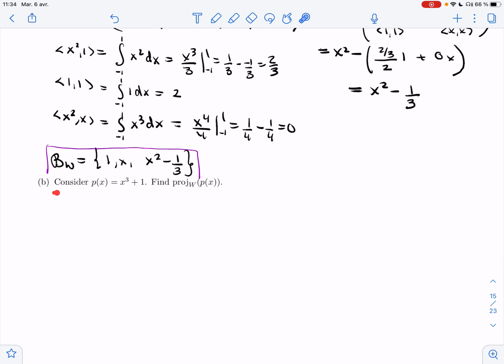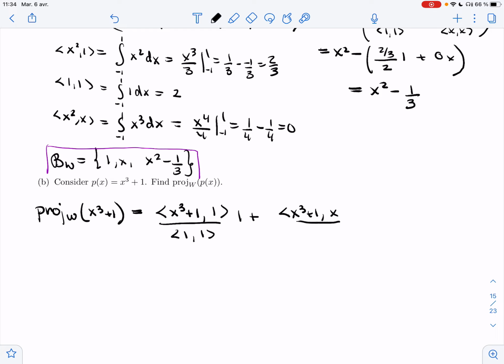All right, part B, consider p of x equals x cubed plus 1. Find the projection onto W of p of x. All right, let's write the formula, projection onto W of x cubed plus 1. That will be, all right, so I take the inner product of x cubed plus 1 with my first basis element. I take x cubed plus 1 inner product with the second basis element. And I take x cubed plus 1 with the third basis element.